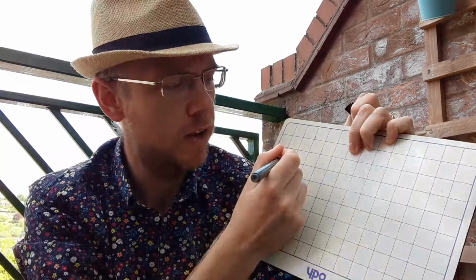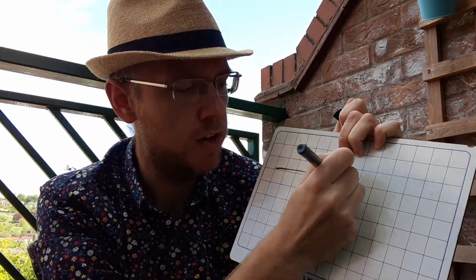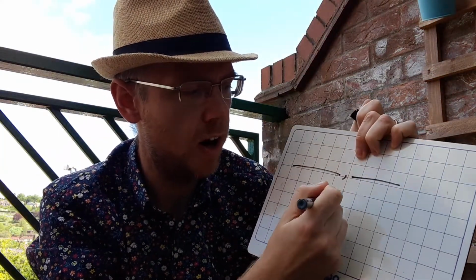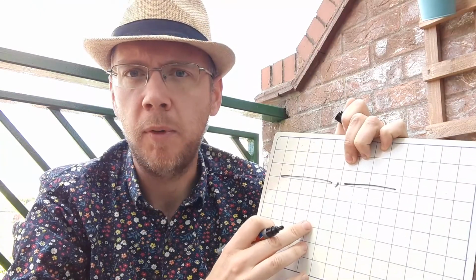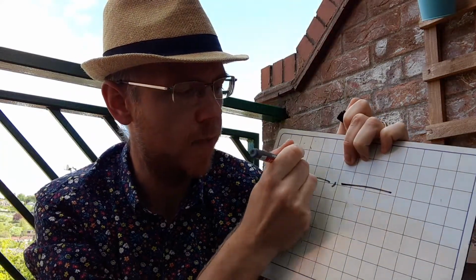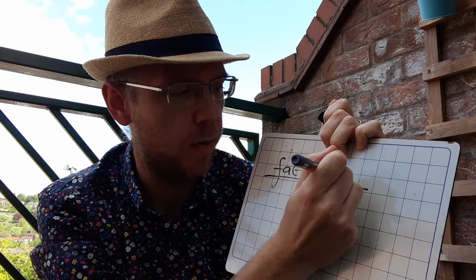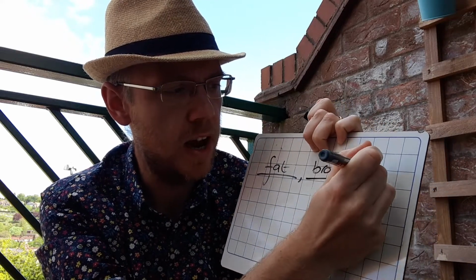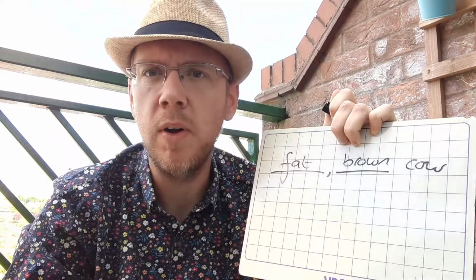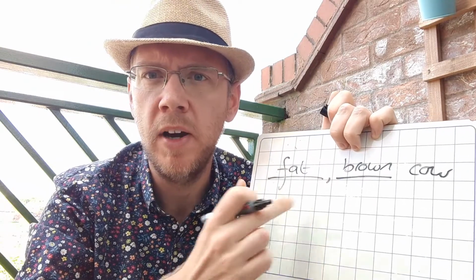So when we use commas in a list, we have our 2 words to describe our animal. So for instance, you could say a fat, brown cow. So there we've got 2 adjectives with a comma to separate them. So we'd like you to think of 5 new animals and to write those down using commas in a list.